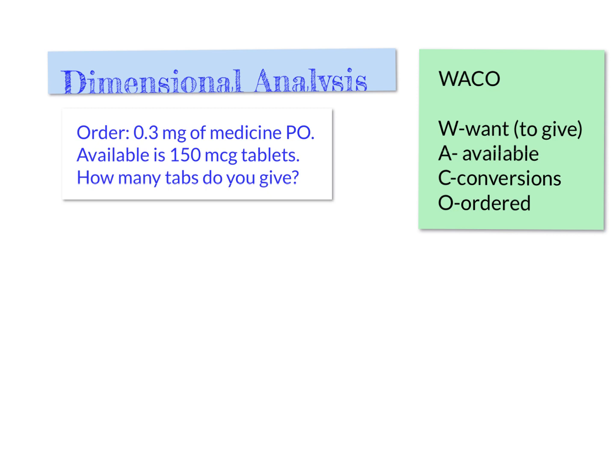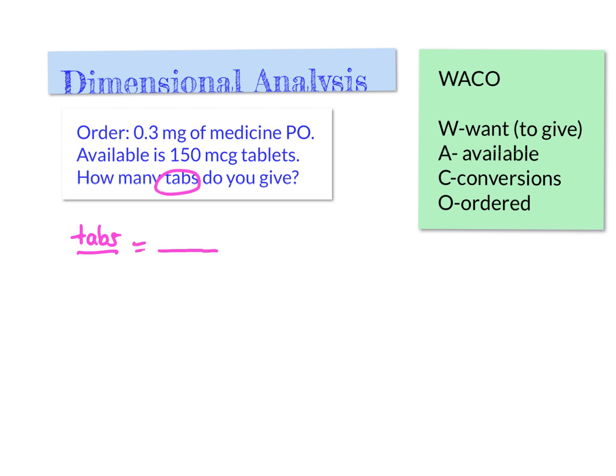Okay, so let's take this practice problem. We have an order of 0.3 milligrams of medicine, PO, and available you have 150 microgram tablets. How many tabs do you give? Well, if I'm going by the acronym WACO, what do I want to give? I want to give tablets. Tabs is what I want to give. So I'm going to write that down here. Tabs. I want tabs, okay?